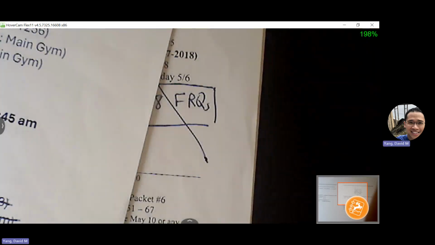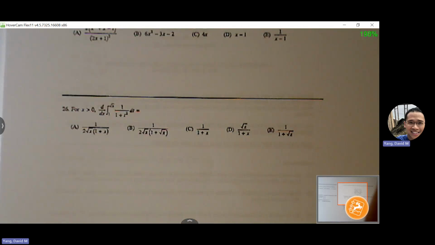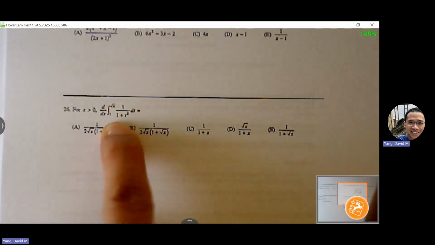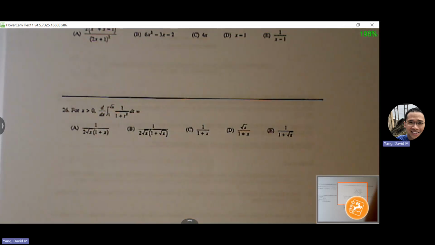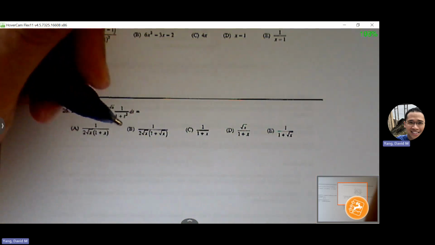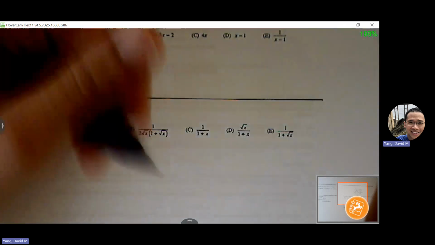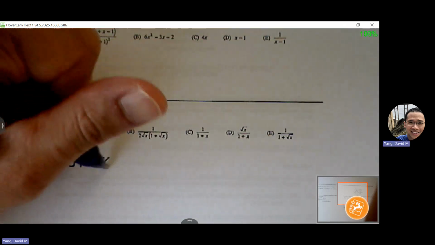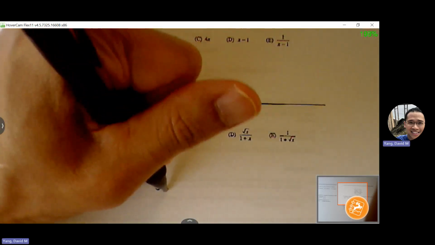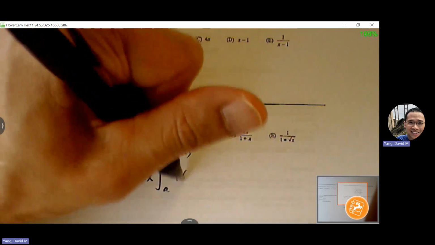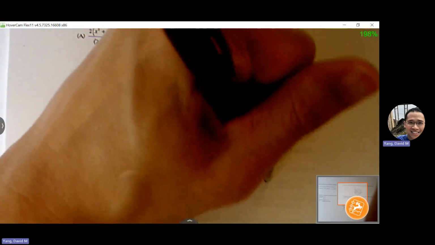Okay, I'm going to skip to 26. 26, this is page 25, is an application of the second fundamental theorem. The second theorem says take the derivative of an integral. I think with the second theorem, we know to plug in that upper bound, but we forget that we have to multiply by the upper bound's derivative. So the second fundamental theorem of calculus says the derivative of the definite integral from a to p of x of f of t equals f of p of x.